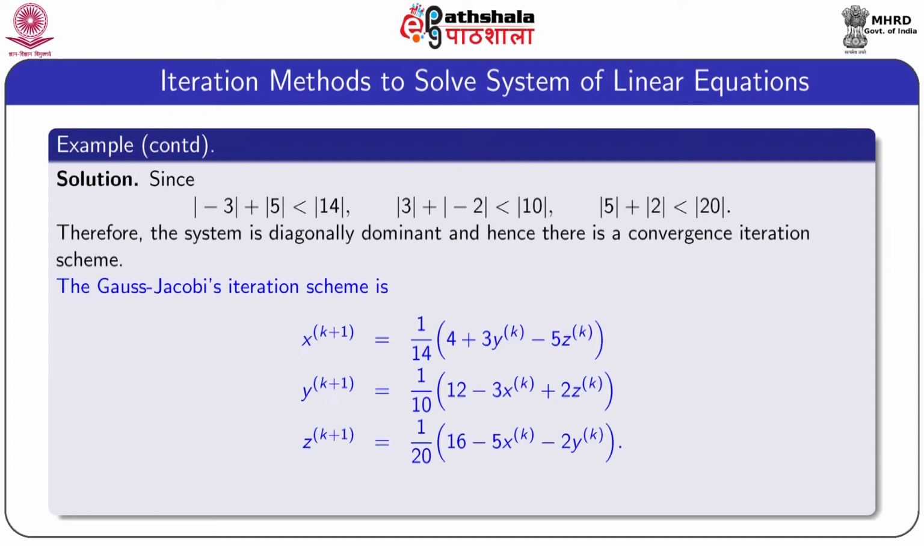Now, we write the Gauss-Jacobi's iteration scheme: x_(k+1), the (k+1)th iterated value of x, is given by 1 by 14 into (4 plus 3 y_k minus 5 z_k); y_(k+1) equals 1 by 10 into (12 minus 3 x_k plus 2 z_k); and z_(k+1) equals 1 by 20 into (16 minus 5 x_k minus 2 y_k). This is the iteration scheme for the Gauss-Jacobi's iteration, and for this problem we assume the initial solution to be 0, 0, 0.